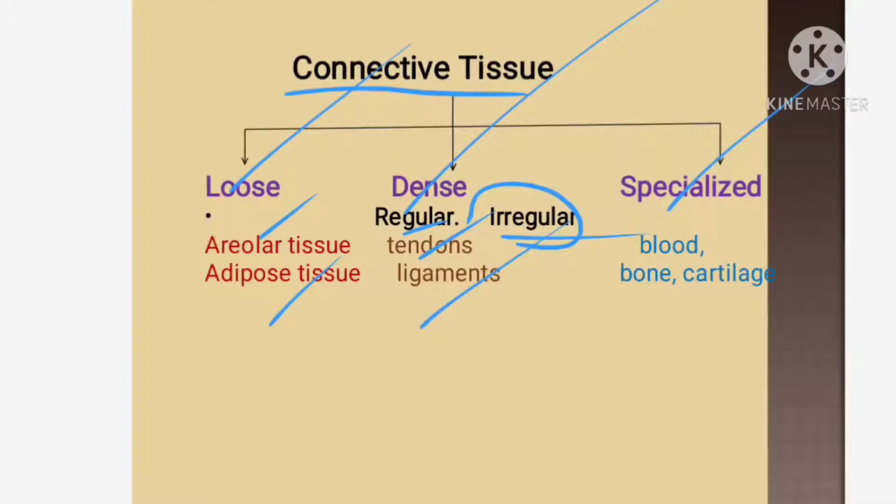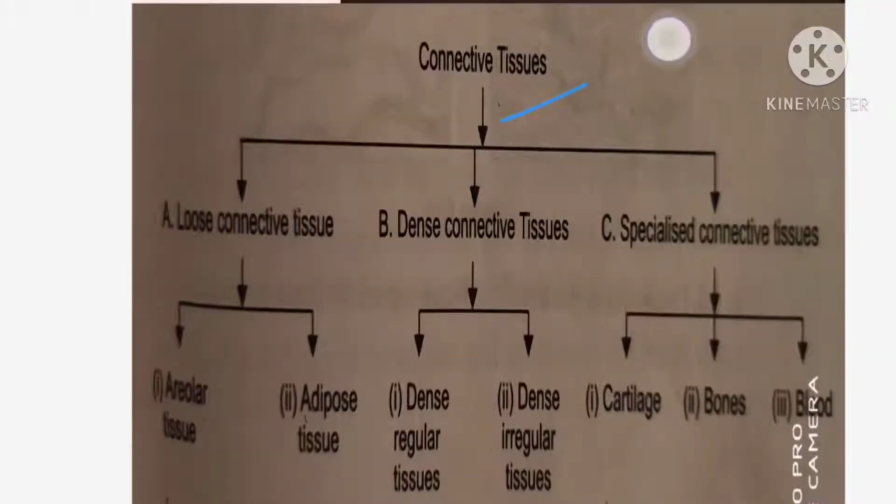Now we will be learning one by one. The same thing has been given here. Connective tissue can be divided into three types: loose connective tissue, dense connective tissue, and specialized connective tissue. Loose connective tissue is of two types: areolar tissue and adipose tissue. Dense connective tissue is of two types: dense regular and dense irregular. In dense regular you can find the tendons and the ligaments. And in specialized connective tissue you have cartilage, bones and blood. This is the diagram given in your text.